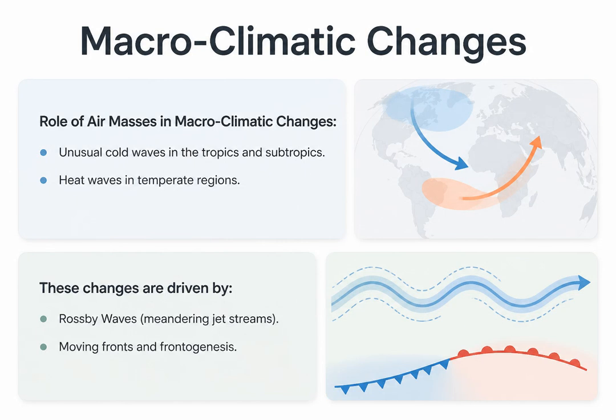It is also important to understand the broader impact of these air masses, a topic that has appeared in UPSC mains. The movement of these massive bodies of air causes macroclimatic changes. For example, they can drag freezing polar air down to cause unusual cold waves in the tropics and subtropics, or push warm tropical air up to cause heat waves in temperate regions. These large-scale temperature anomalies are primarily driven by meandering jet streams known as Rossby waves, as well as the continuous process of moving fronts and frontogenesis.